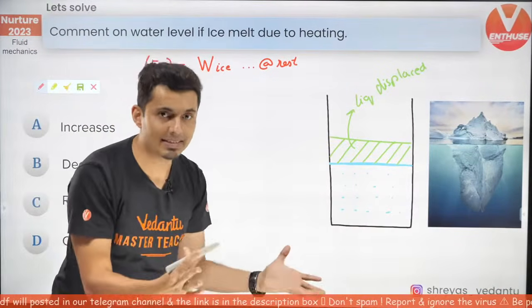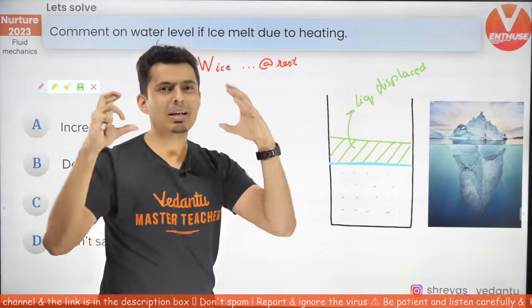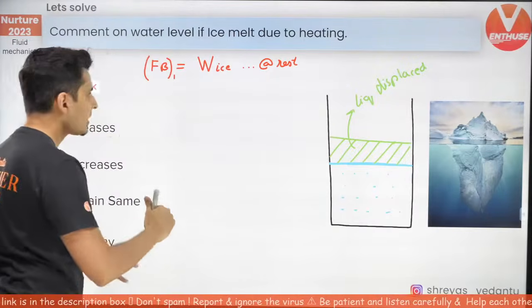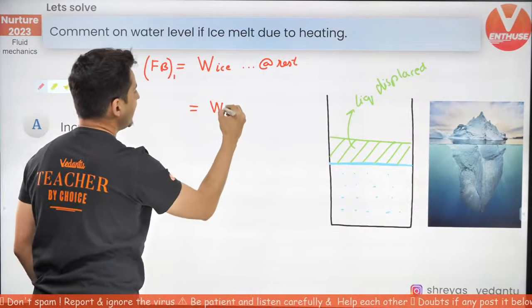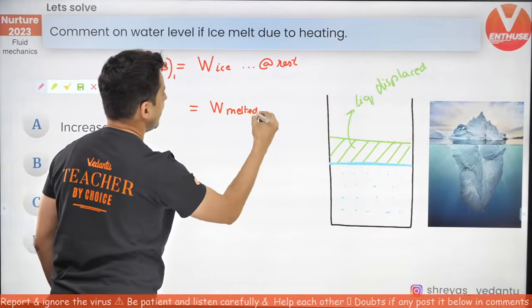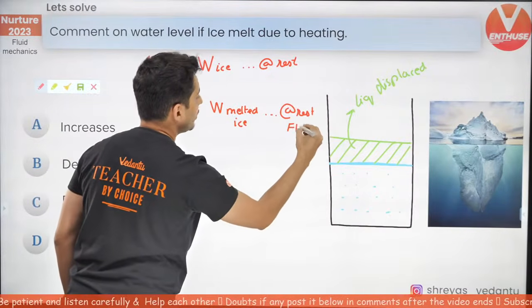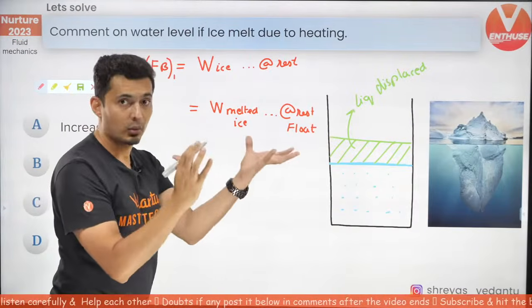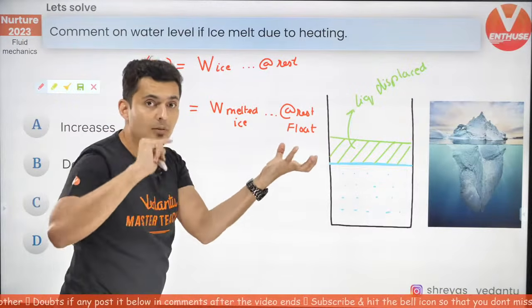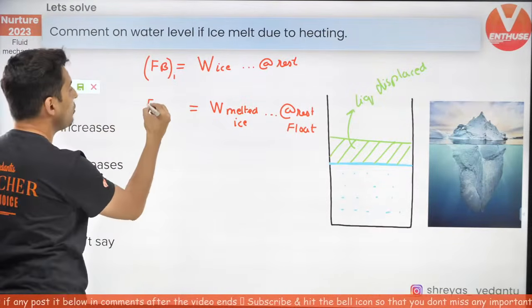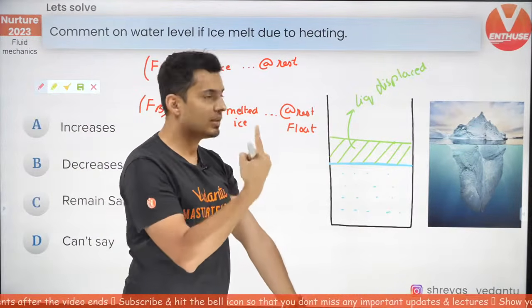Now when the ice melts, it becomes liquid. Just assume that liquid to be like a solid, just for now. Even that liquid will float. So when it melts, the melted ice will also float. That means it is still going to be at rest because it is floating. Makes sense? That means that melted ice is still at rest. So that weight of the melted ice must be balanced by the new buoyant force.